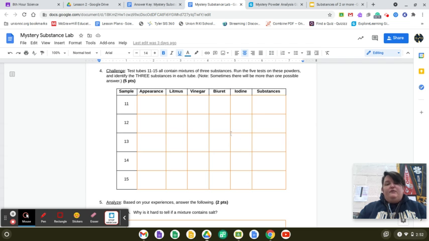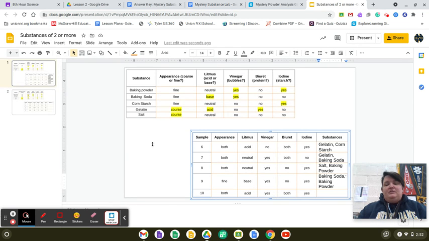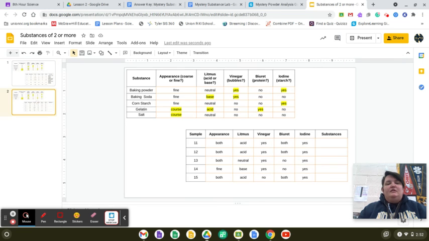You have 11 through 15, which now you're dealing with 3 different powders. For that, you're going to do the exact same stuff. There it is on this slide. You're going to use the same table to compare it to. This time we're going to take that information and we're going to find 3 substances for each. But it's done the same way.